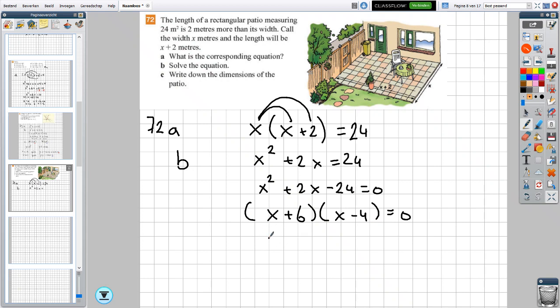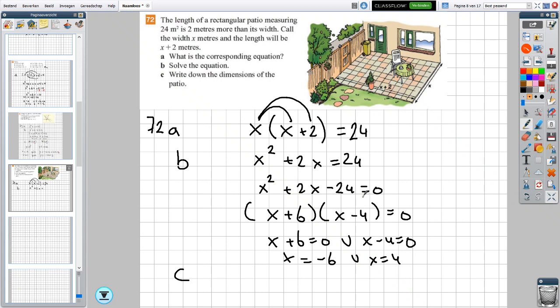So I find x plus 6 equals 0, or x minus 4 equals 0. X is minus 6, or x is 4. So per usual, we find two answers. X is minus 6 or x is 4.